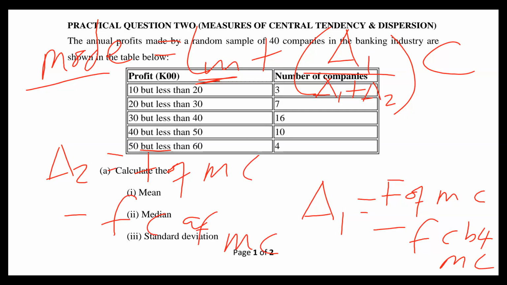Of the modal class, sorry, I'm used to saying the median. So the modal class is the one that has the highest frequency. In this case, this one will be our modal class. So you look for the frequency of the modal class, which is 16, minus the frequency of the class after the modal class, which is 10 in that case. That's how we find delta 2. Is that clear?